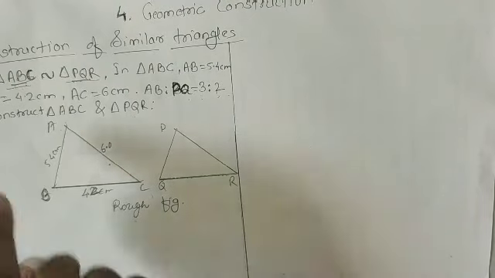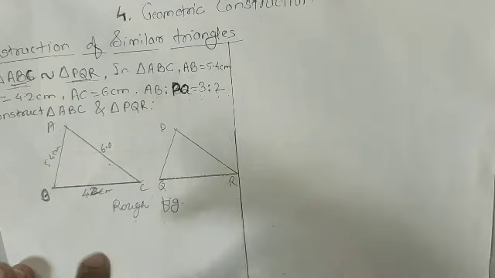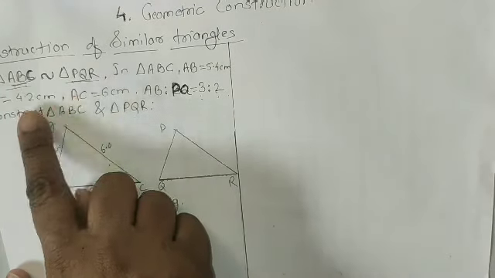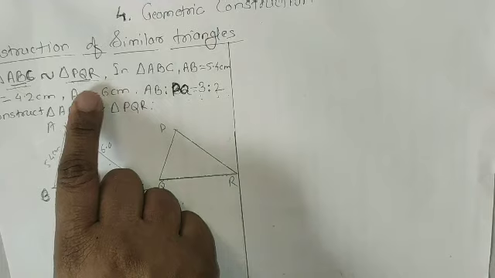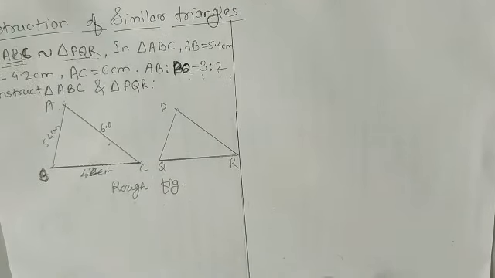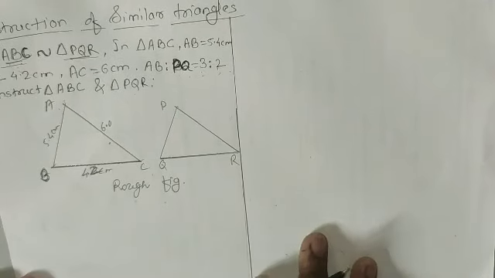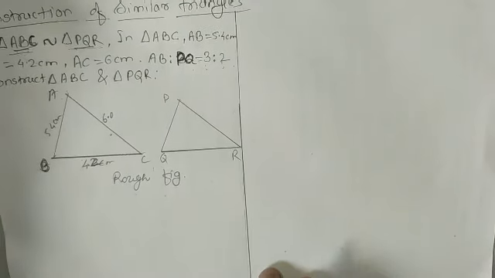Now we already know the values of BC, AC and AB. If we have to draw the same triangle, then it is important to know the PQR's measure. So to find the PQR measure, what do we have to do? We will do some calculations here. So first construct triangle ABC of the given measure.